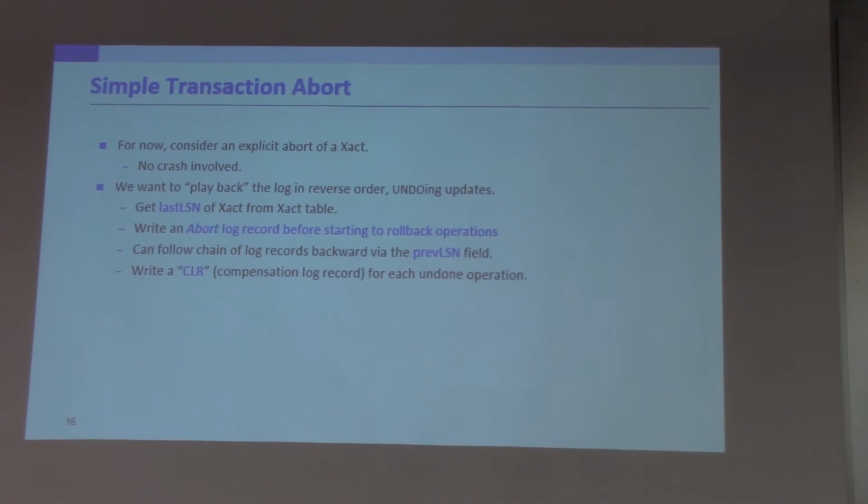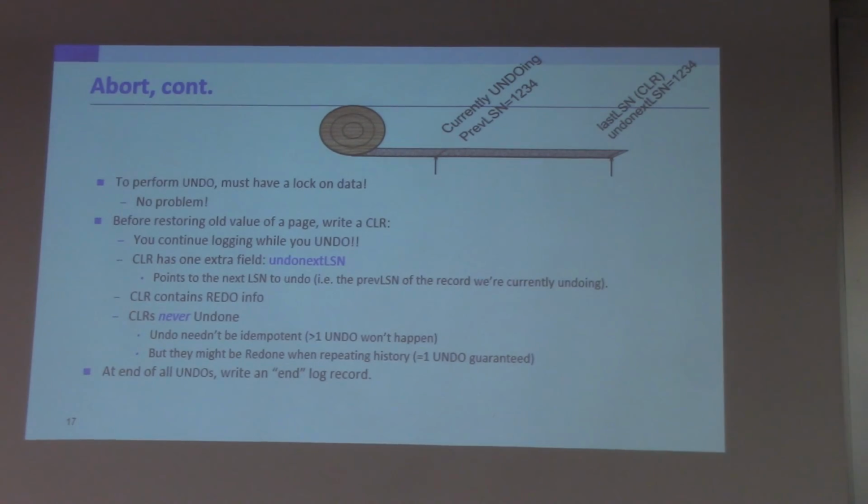compensation log record. Why is that? Because undo is an update operation. You need to remember you have undone a particular update operation by logging it to the log. So this is essentially what an abort process looks like.